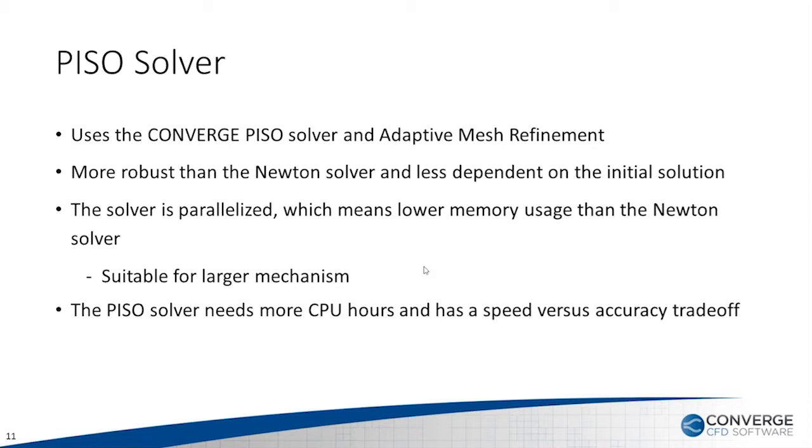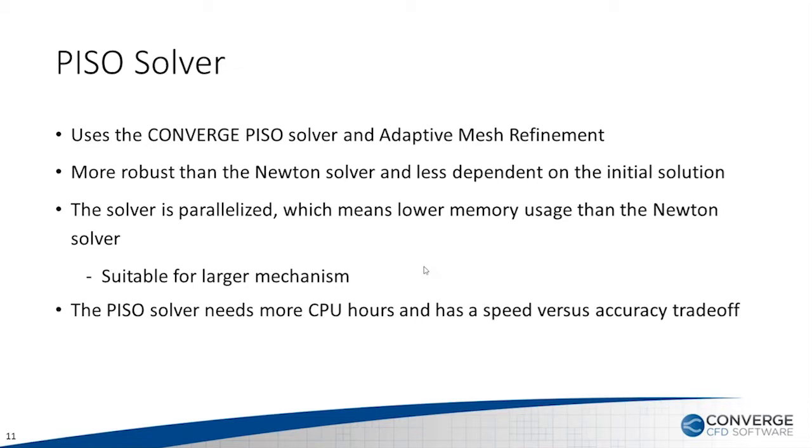So the second one is the PISO solver. I have talked about the robustness issue and the memory issue for the Newton solver, so how do we solve this problem? We come up with the PISO solver. The PISO solver is actually 100% based on the CONVERGE transient solver, and it also uses adaptive mesh refinement. You basically solve a transient problem instead of a steady problem for the PISO solver.